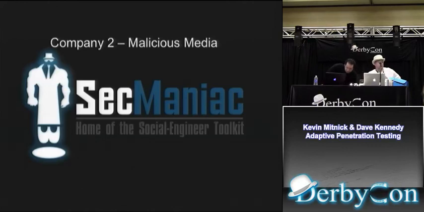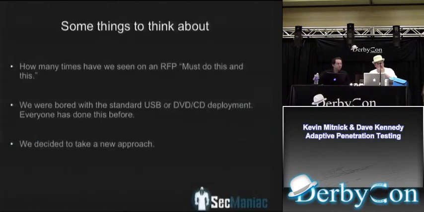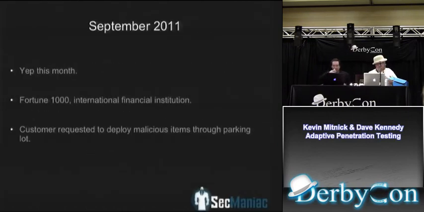So this next one is Company 2, which is malicious media. And this actually happened this month. It was an engagement that I was working on. It was a Fortune 1000 company, and the customer requested to deploy malicious items through the parking lot.